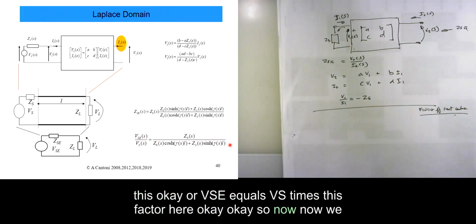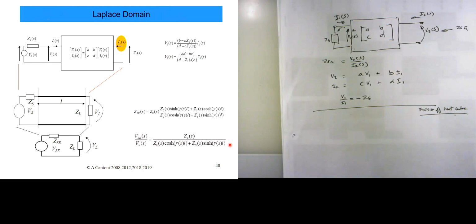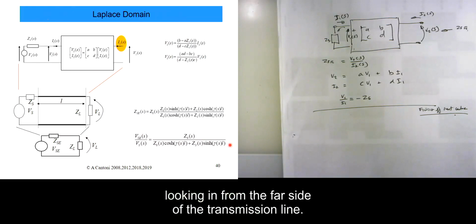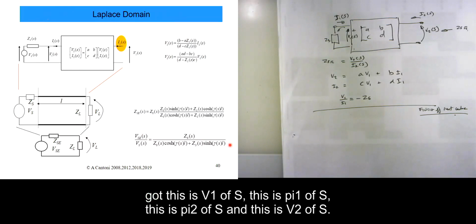So now we need to find, we found VSE, we need to find the equivalent impedance. We need to find what the source impedance looks like when you remove the Vs and you're looking in from the far side of the transmission line. That circle would look something like this: A, B, C, D, and then we will have Zs. This is V1 of S, this is I1 of S, this is I2 of S, and this is V2 of S.